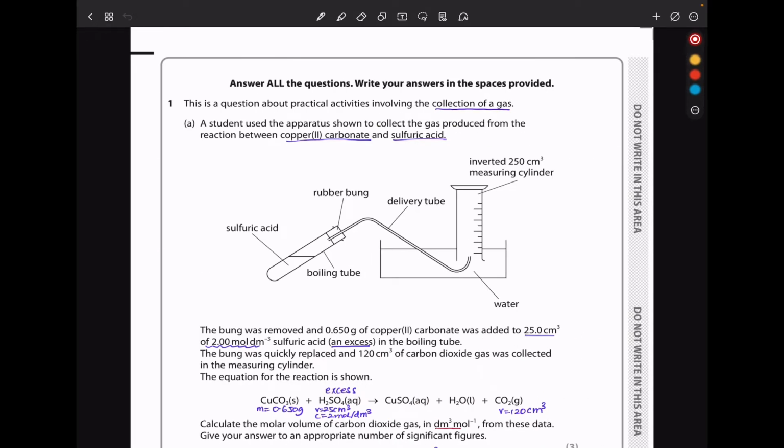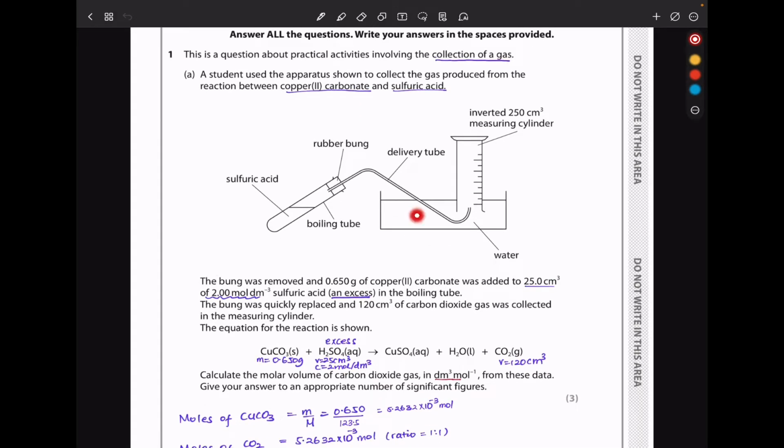In question 1, this is a question about practical activities involving the collection of a gas. A student used the apparatus shown to collect the gas produced from the reaction between copper 2 carbonate and sulfuric acid. Of course, this reaction produces carbon dioxide gas, which is going to be collected over water, as we can see here. The reaction takes place in this boiling tube. There is a rubber band to prevent escape. A delivery tube takes the CO2, and this is going to displace the water as it goes above the water.